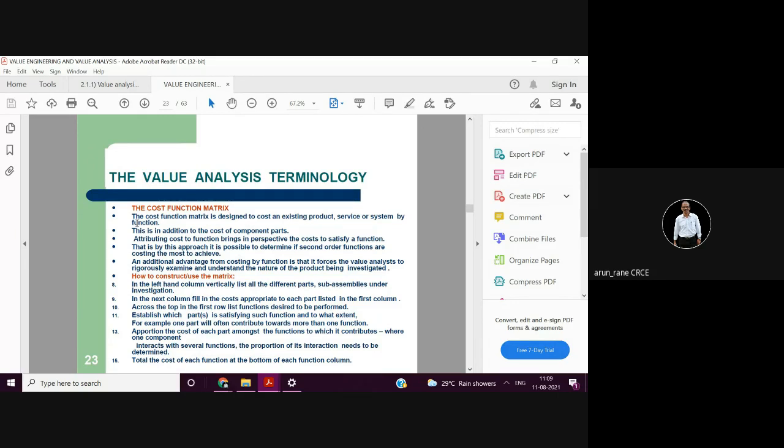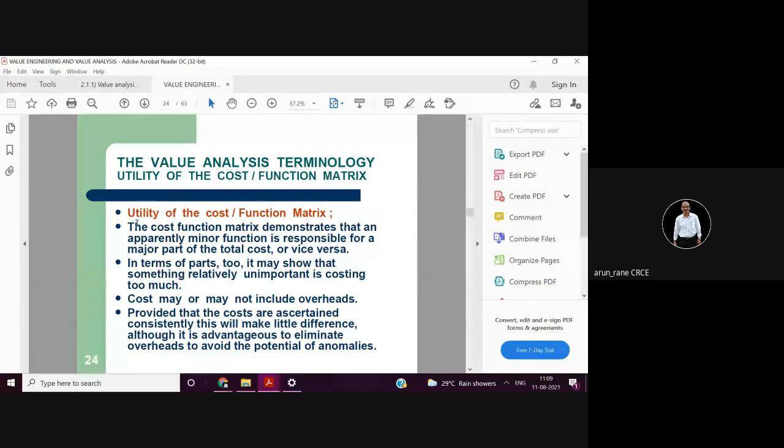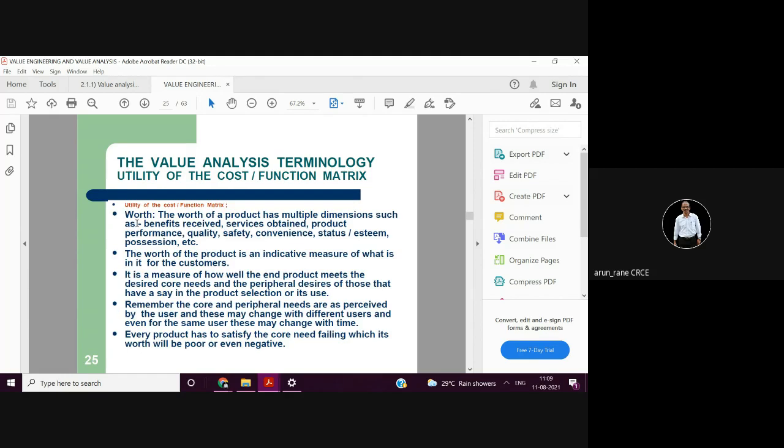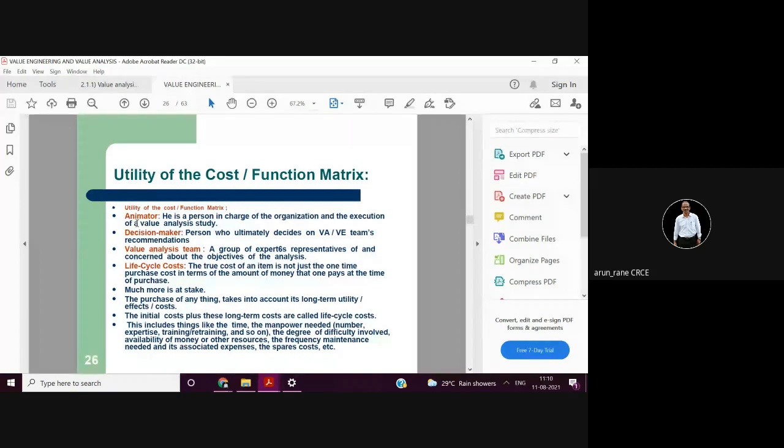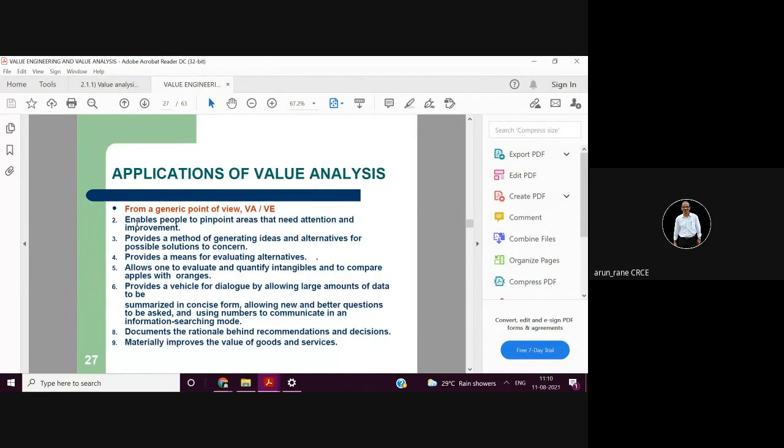So you can prepare a cost function matrix, that is cost to the function matrix. That is, for every function, what will be the cost? For every function, what will be the cost? And that is what is called the cost function matrix, which will help you take the decision. And looking at this matrix, engineers understand where to pinpoint or which area to focus.